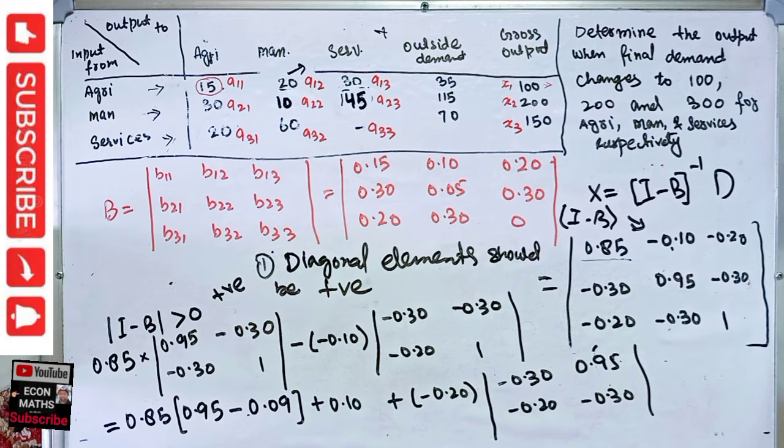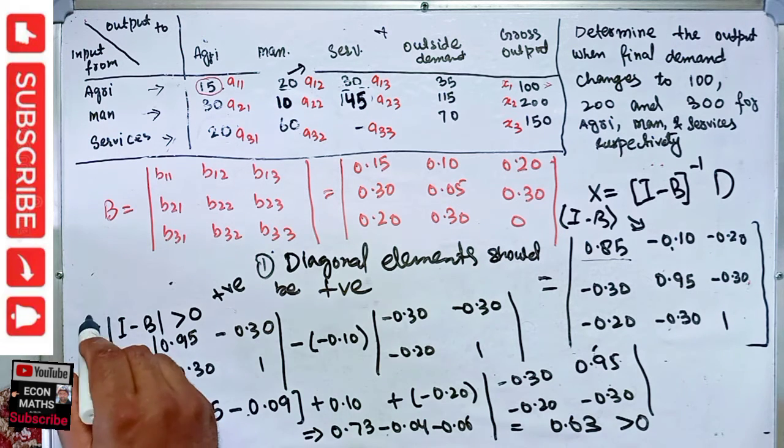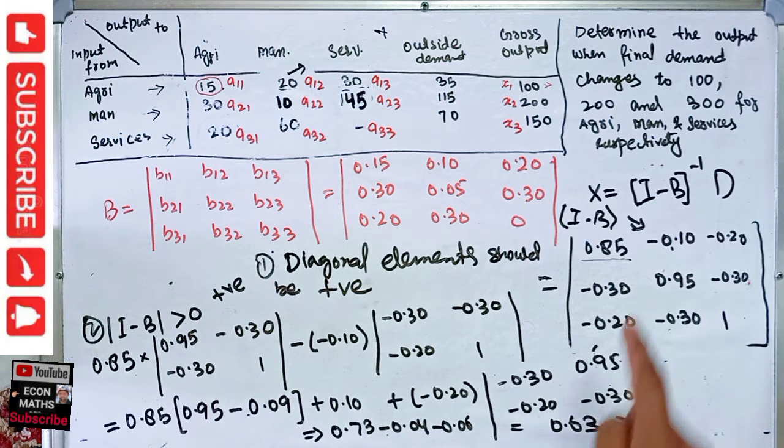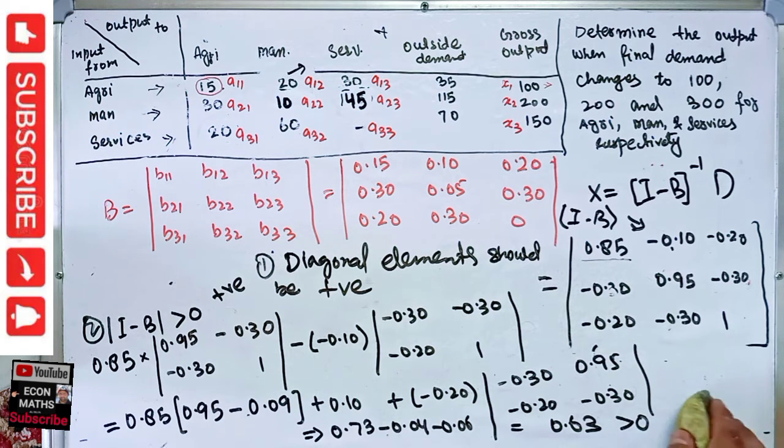And at last what I have calculated by the calculation, so I will write here, I have got 0.73 minus 0.04 minus 0.06, and which comes out to be 0.63, which is positive, which is greater than 0. So our second condition is also satisfied, that is, second condition was that the determinant of this very matrix should be positive, which we got here. Okay, so you can do this calculation by yourself. So these two conditions are satisfied.